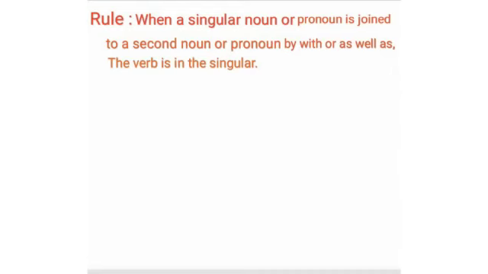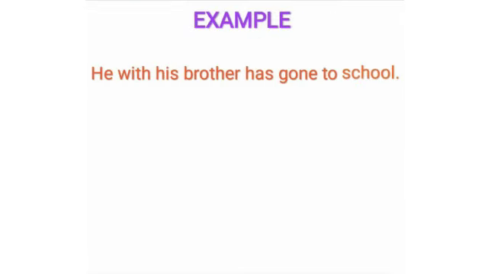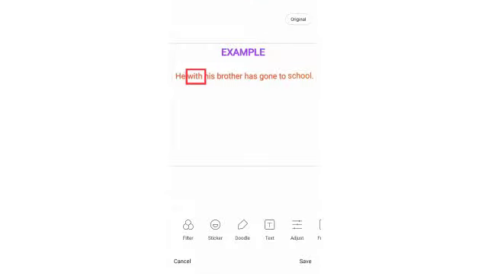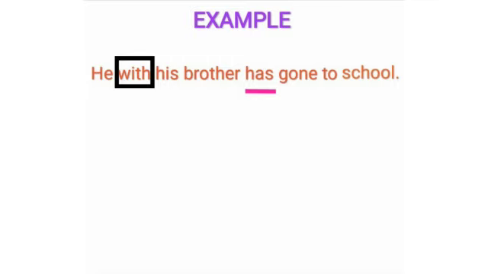Okay, so the next rule states that when a singular noun or pronoun is joined to a second noun or pronoun by with or as well as, the verb is in the singular. Let's understand it with some examples. He with his brother has gone to school. So here singular pronoun he is joined by with to the singular noun brother. So here the verb is singular.